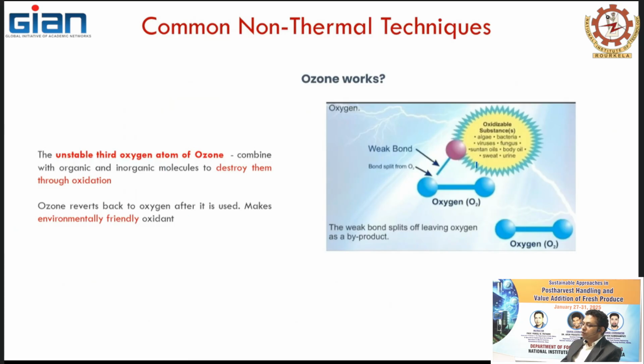What it will do here is, that unstable bond, whenever it contacts the material, any organic or inorganic molecules from the food product material, due to oxidation, they try to destroy it, and that is the process of destroying that one through oxidation.